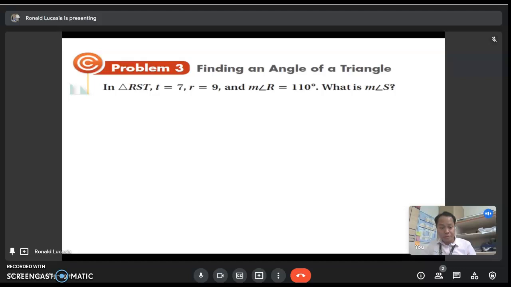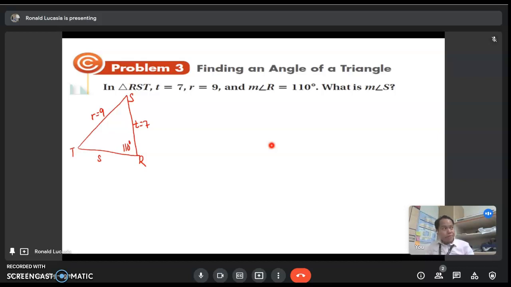The same thing, you start your solution with illustrating the given, draw and label it. So in this one is this RST, label it as side T, side R, and this is side S. T is 7, so this is 7, side R is 9, and the measure of angle R is 110 degrees.